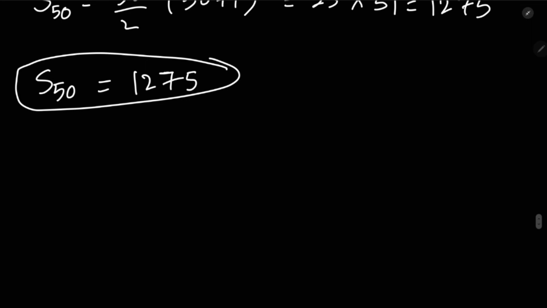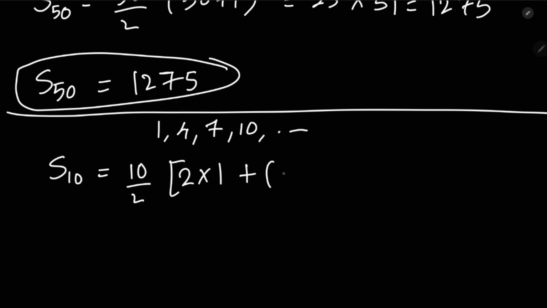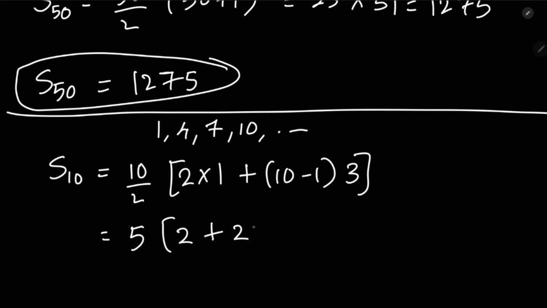I'll take one more example. So let's find S10. So this was for natural numbers. Now let's find S10 for the previous example that we considered: 1, 4, 7, 10. So here, 10 by 2, n by 2, this is that term, and 2 times a, which is 1, plus n minus 1, so 10 minus 1 times d, which was 3. So this was 5 into 2 plus 9 into 3, which is 27. So this is just 5 into 29.